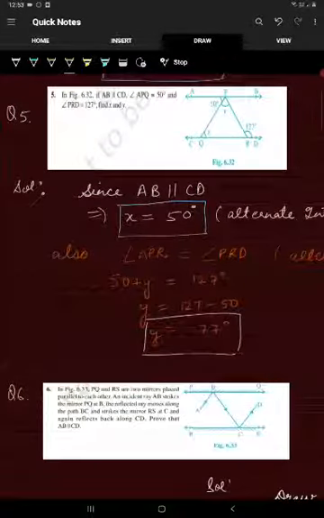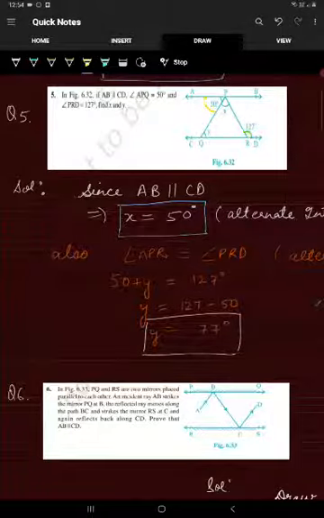In figure 6.32, AB is parallel to CD and the measure of angle APQ is given to be 50 degrees. This angle is given to be 50 degrees, and angle PRD, this angle, is given to be 127 degrees. We need to find x and y.